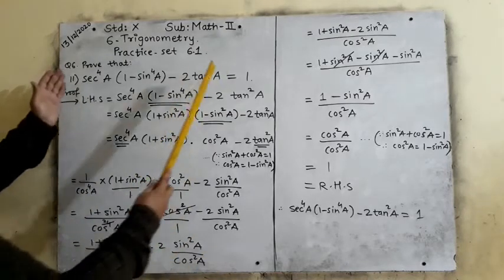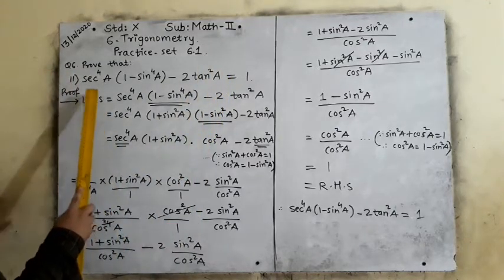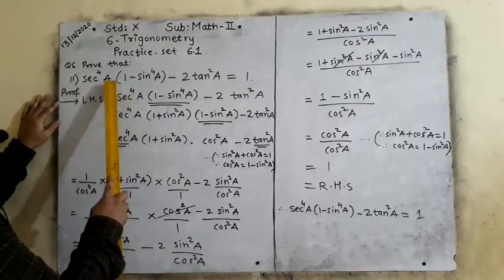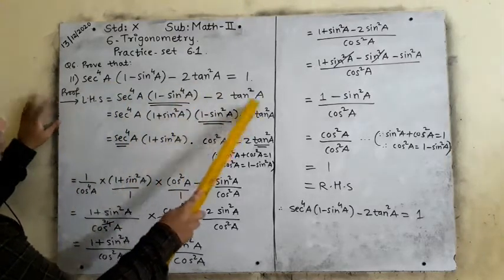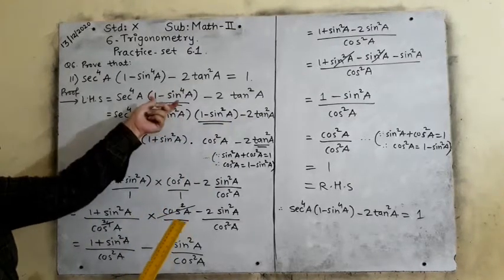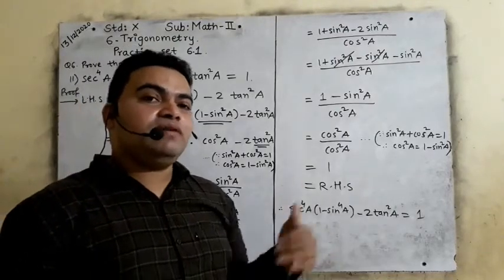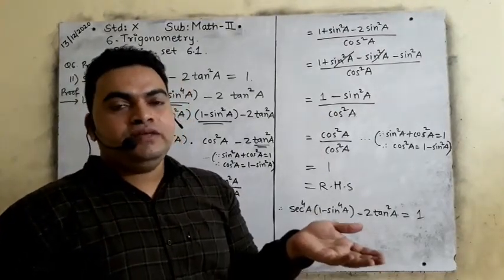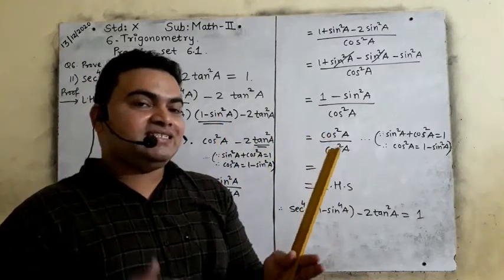Now we will utilize the left hand side. Proof: LHS, means left hand side, is equal to sec raised to 4A, bracket 1 minus sin raised to 4A, minus 2 tan square A. Can you see here I have underlined 1 minus sin raised to 4A. There is no such value for 1 minus sin raised to 4A, so we will separate it. We will see its simplest form.